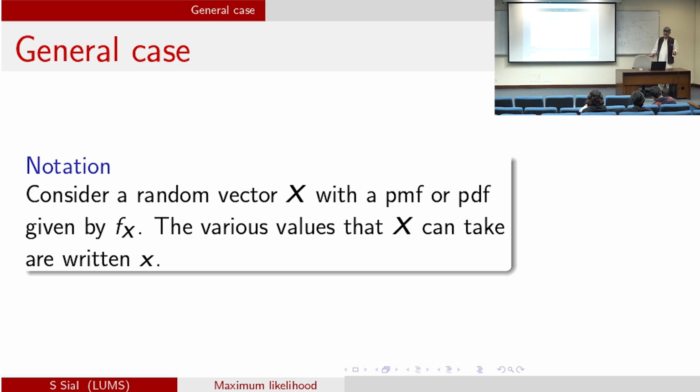Now, we did a bunch of examples. Let's just get a formula for the general case now. The outcome of the experiment might be several different things, so we can represent that as a vector. We have a random vector X, and it has a PMF or a PDF f sub X. And the various values that X can take are written as a vector small x.